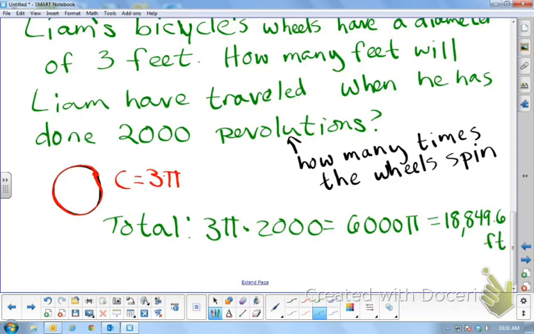Now, most word problems should make some logical sense. Is that possible to go on a bike? 18,849 feet sounds like a lot. How many feet are in a mile? 5,280. So he went a little over 3 miles. Is that feasible on a bike? Yeah, that's actually a pretty short bike ride. So make sure your problems make logical sense when you're doing a word problem.